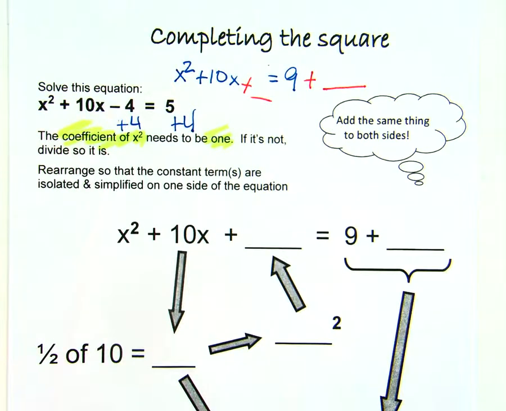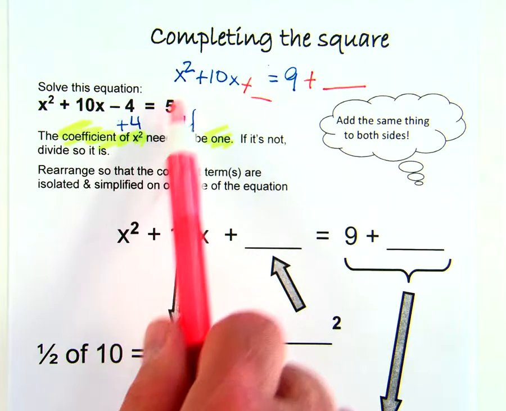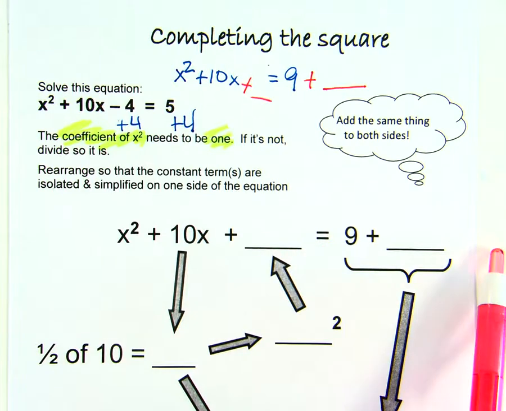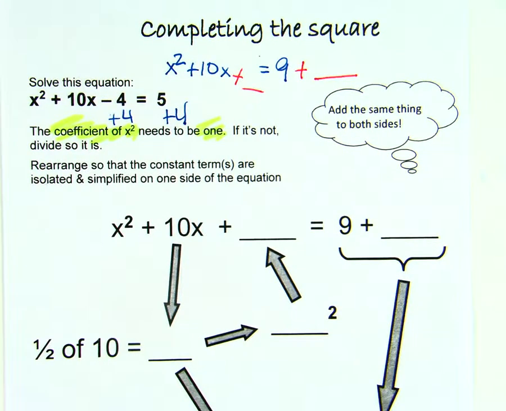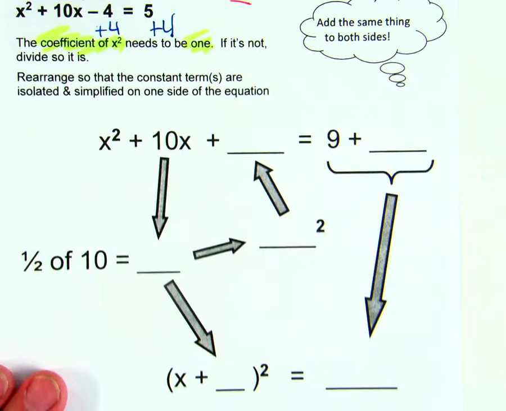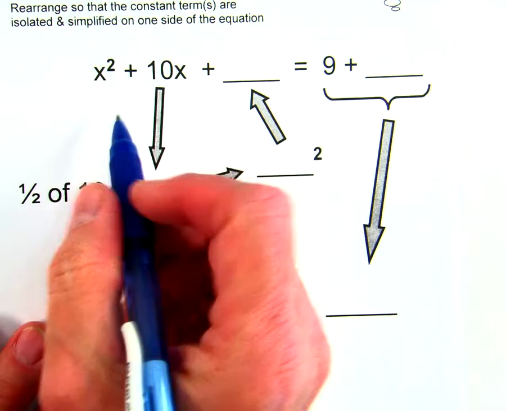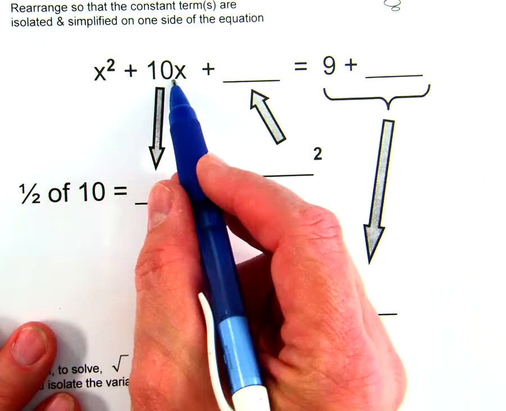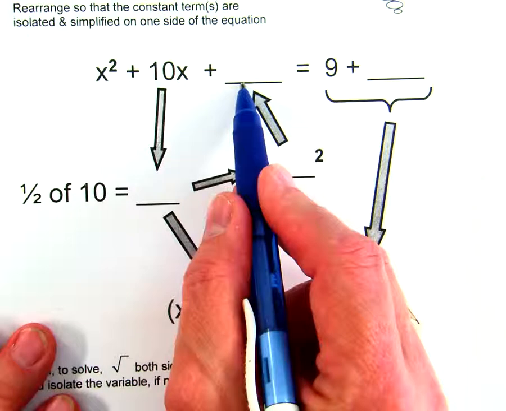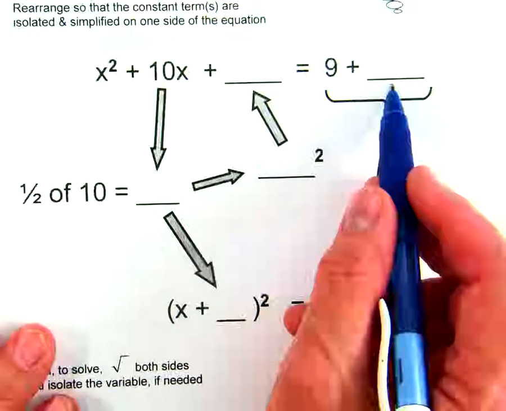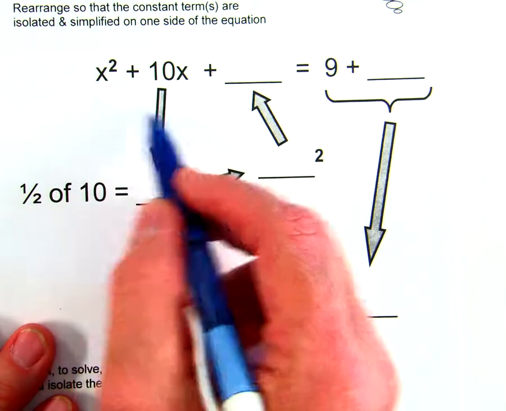Here I've already got it printed out as x squared plus 10x plus blank equals 9 plus blank. So what's the thought process we go through here to do this? Let's look at it. We'll say, okay, x squared plus 10x. I want this to be a perfect square, and I don't care what numbers are over here. This is a perfect square. All I've got to do is square root both sides, and I'm done.